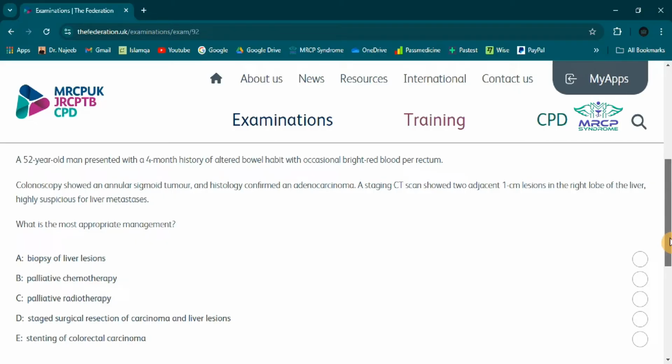And the liver is usually the most common site of metastasis for colorectal cancer due to the venous drainage of the colon through the portal system.